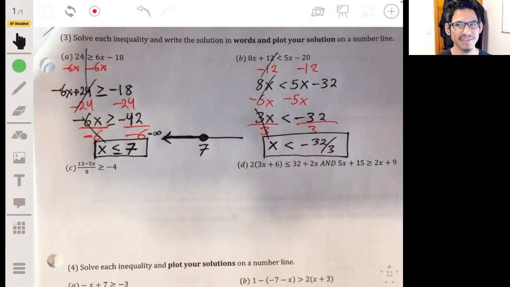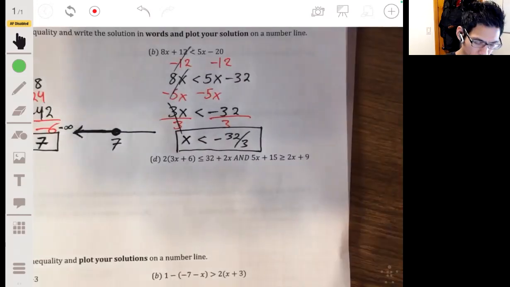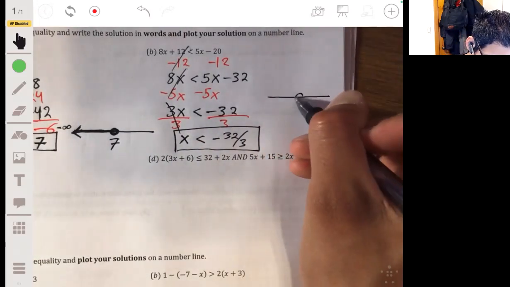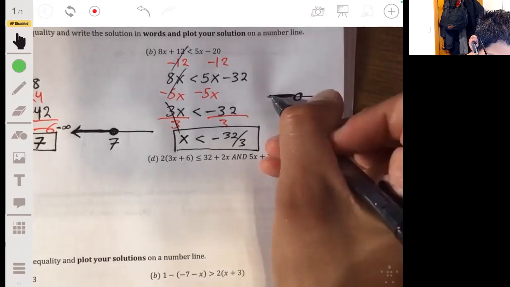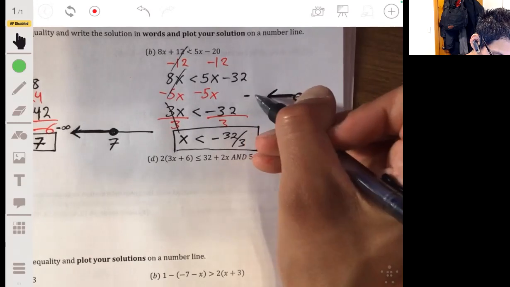It's around negative 11. So open circle on negative 32 thirds. Arrow to the left towards negative infinity.